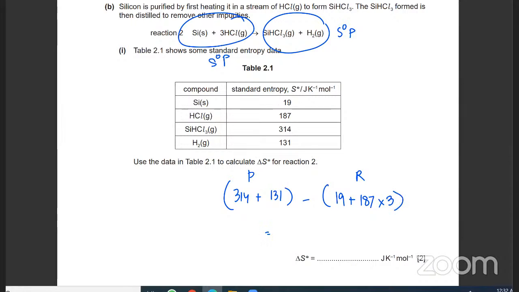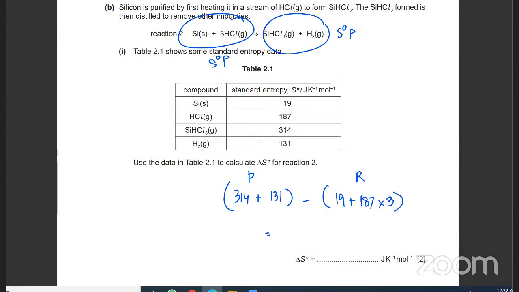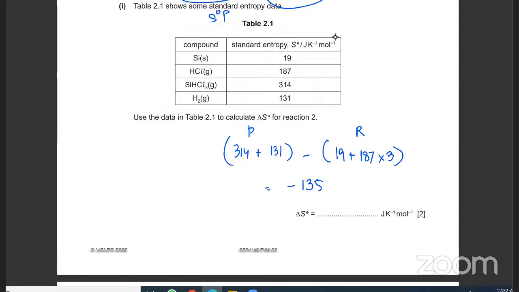TK, does it even know what this is? Minus 135. Somebody confirm. TK minus 135. So this one is minus 135.